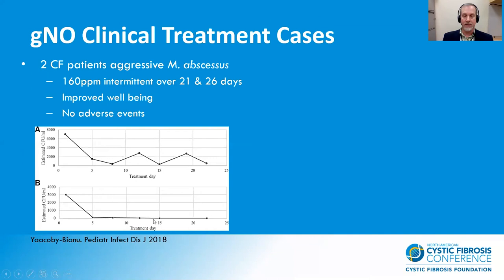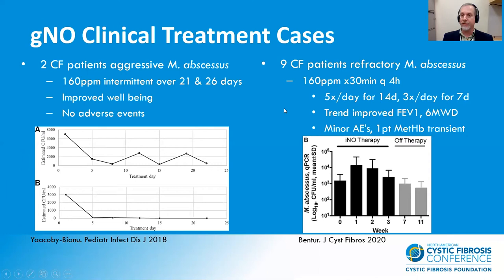This led to a pilot study in 9 CF patients with refractory M. abscessus treated with a similar intermittent high concentration regimen, and again noted improvement or trends to improvement in FEV1 and distance achieved on 6-minute walk with only minor AEs, but really no significant effect on the amount of organisms that was seen over weeks on treatment or in the weeks following treatment.